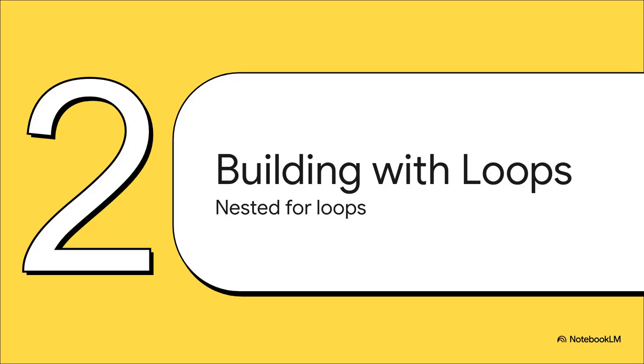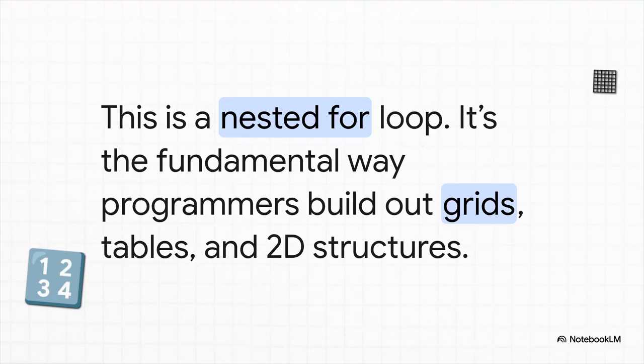Okay, so that's how we handle decisions inside of decisions. But what if we need to do something over and over again in a structured way? Well, for that, we need to build some different combos using loops. So let's talk about the grid combo. This is what you get when you nest one for loop inside of another one.